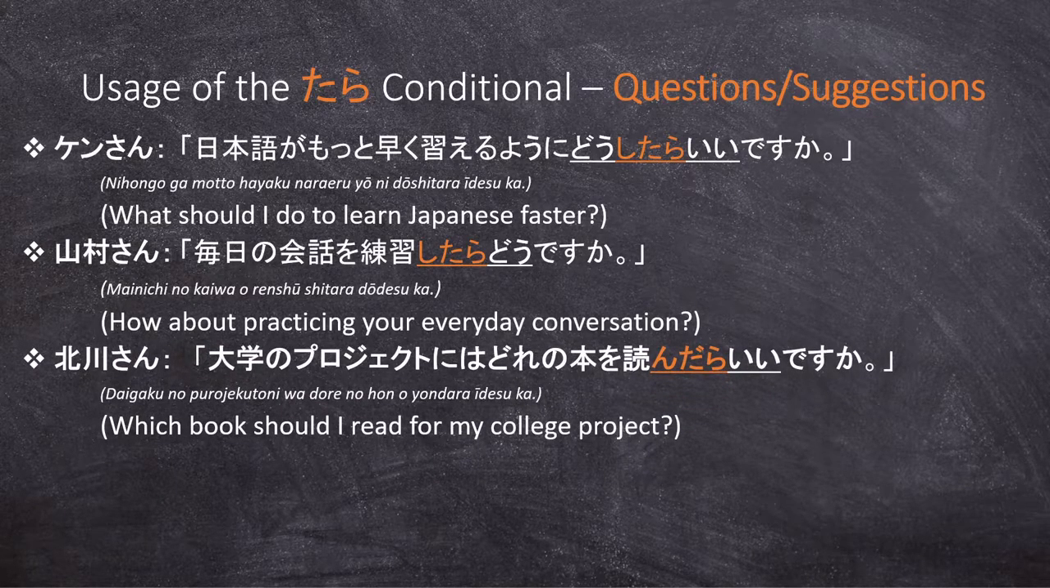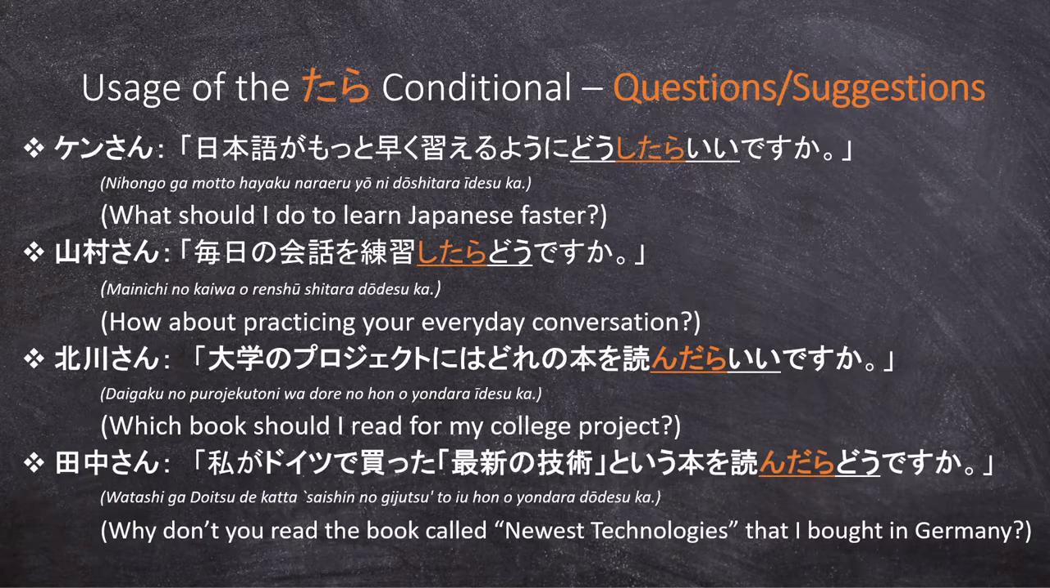Now our second conversation here is a little bit different. We have here Mr. Kitakawa. 大学のプロジェクトにはどれの本を読んだらいいですか? Which book should I read for my college project? Notice here the changes that occur with the verb yomu, because it becomes yondara, and then we add ii desu ka. Now let's say that his friend Mr. Tanaka responds with something like this. 私がドイツで買った最新の技術という本を読んだらどうですか? Why don't you read the book called The Newest Technologies that I bought in Germany?